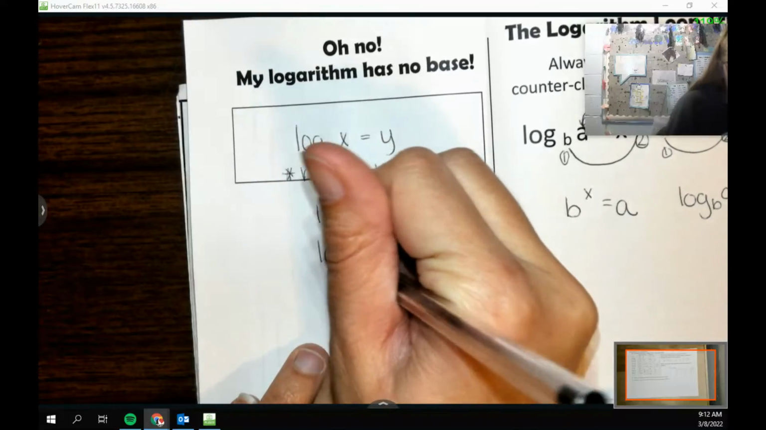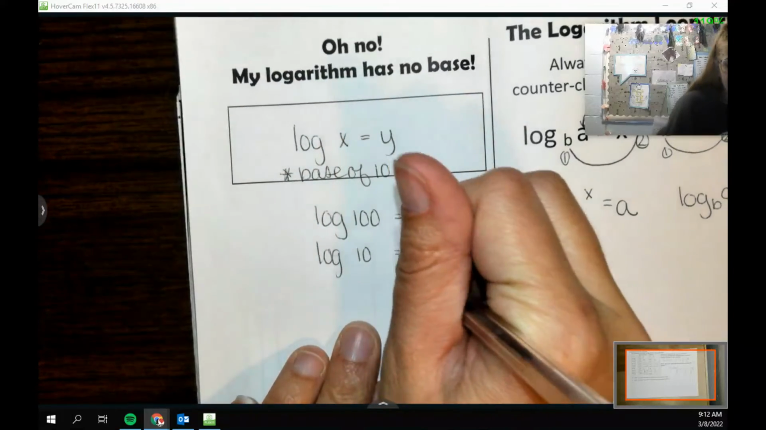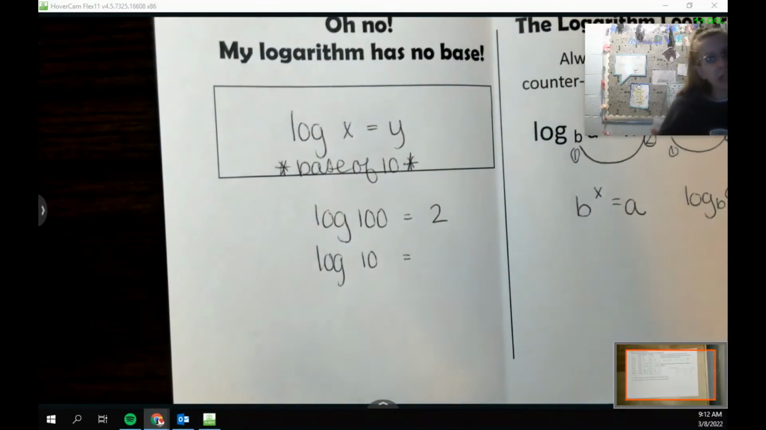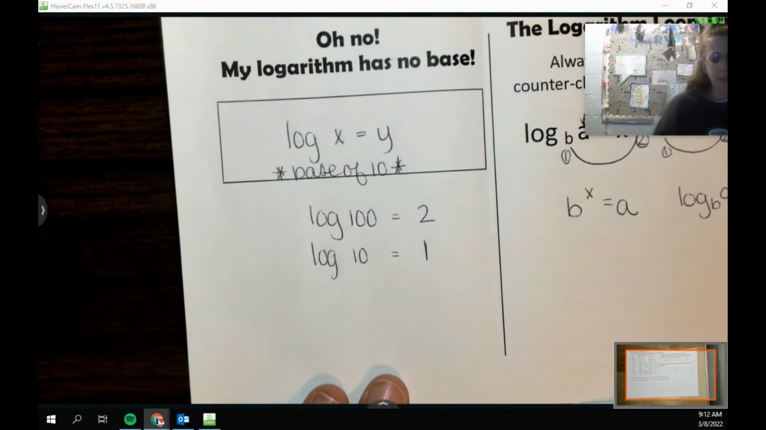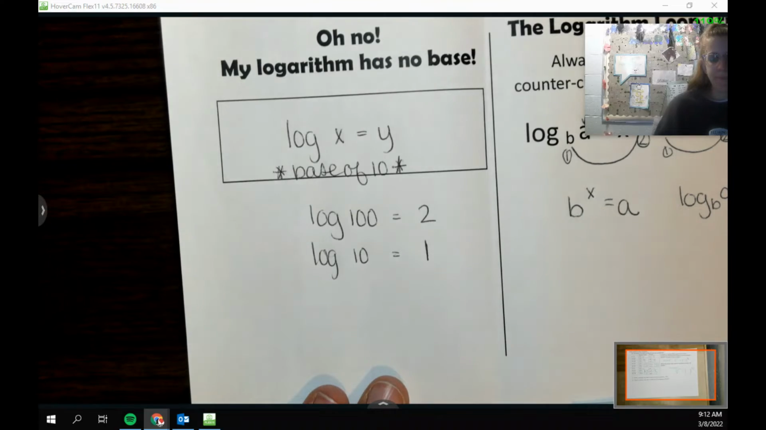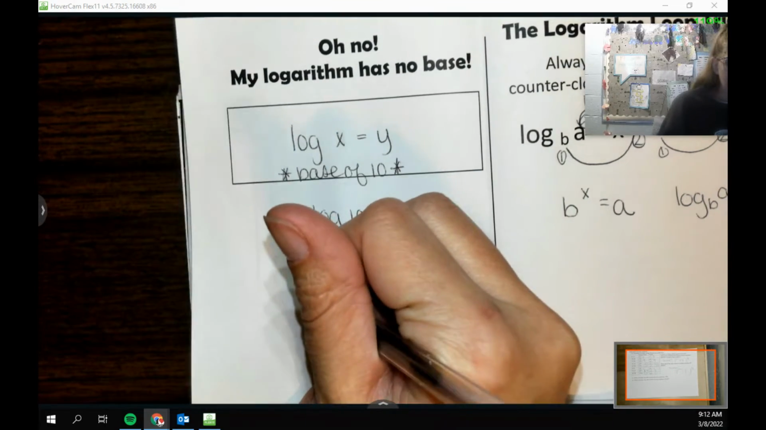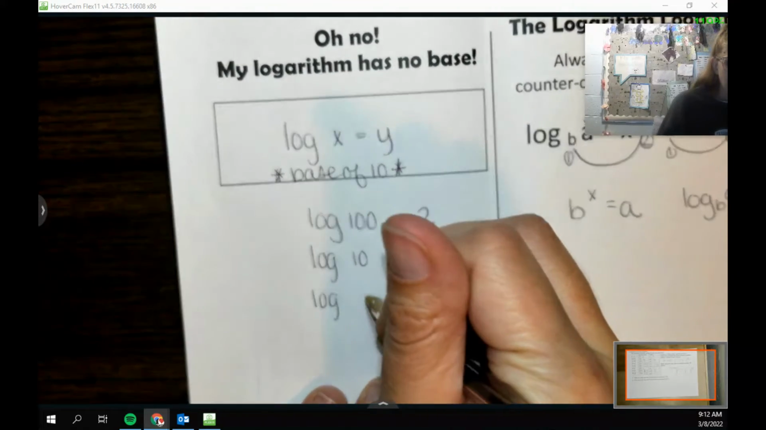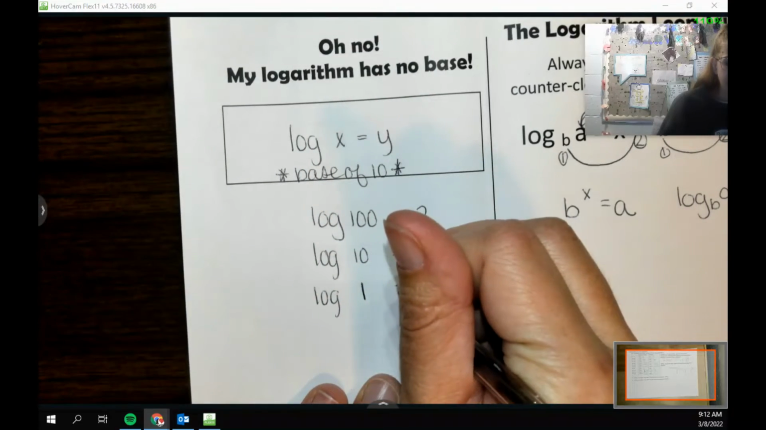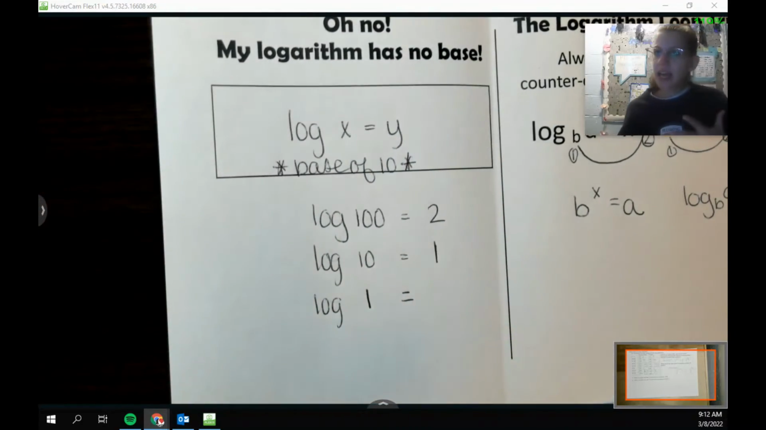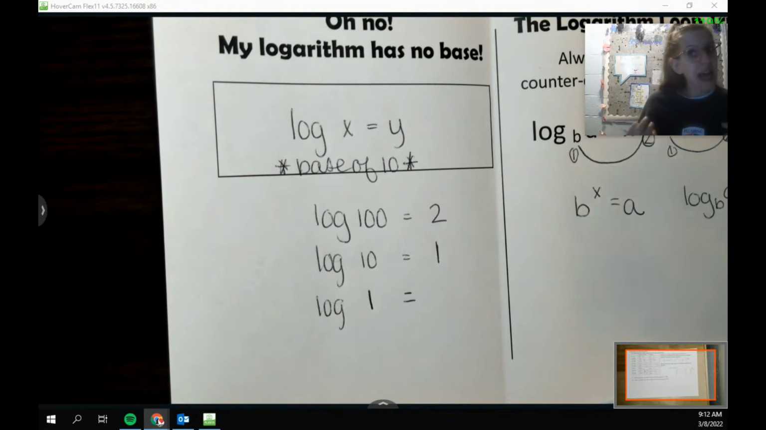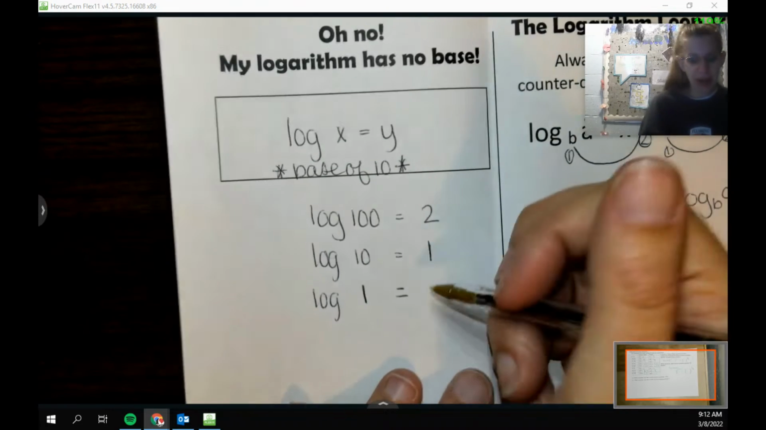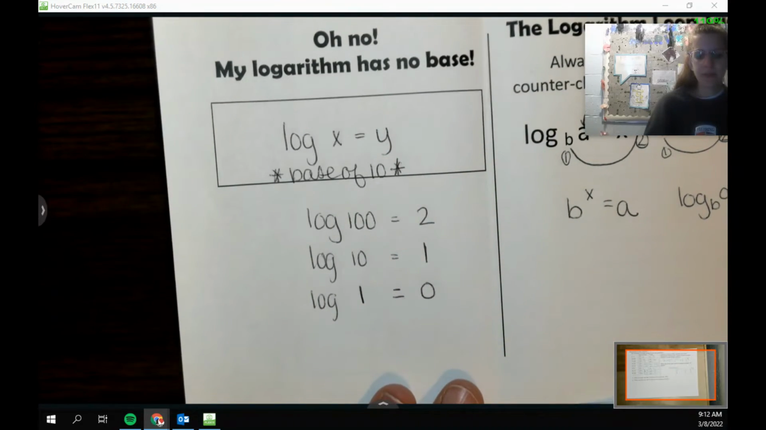Or like log of 10. So 10 to what power is 10? I think that's 1. Or this, log of 1. So 10 to what power is 1? Any number to the 0 power is 1.